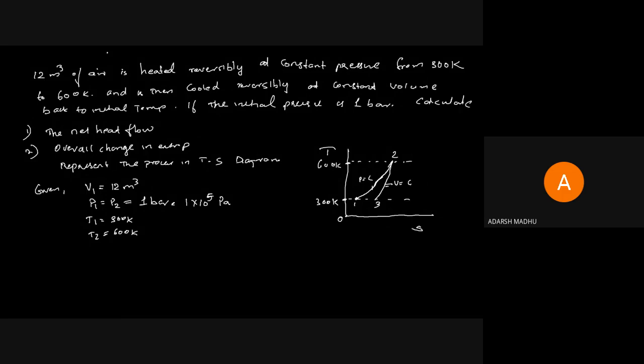You don't need to know the particular values of 1 to 2 or 2 to 3, but from the given data you can draw the figure. Initially, this is the figure for the question: a heating process from 300 Kelvin to 600 Kelvin. The graph of the constant pressure line is a curve like this, and then it is cooled at constant volume. The direction is reversed, cooled at constant volume back to the initial temperature. So this is the TS diagram for this process.